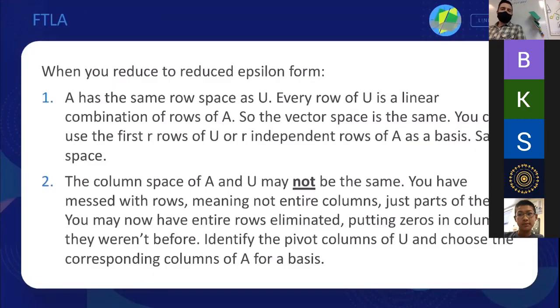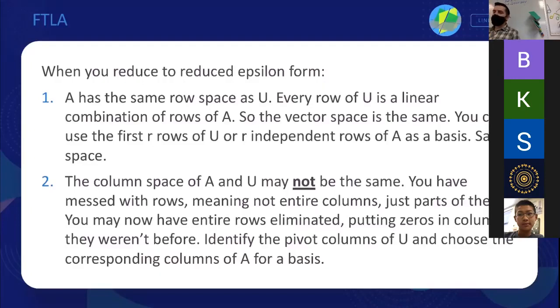Okay, so kind of generalize what we're doing here. I would take A and reduce it to its echelon form, the little stair step U thing. A and U have the same row space, because every row of U is just a linear combination of the rows of A. So you haven't changed the row space at all. So either use the first R rows of U, or pick R independent rows of A as your basis. It should both be the same. Not the same vectors, but the same basis, the same vector space that we're looking at.